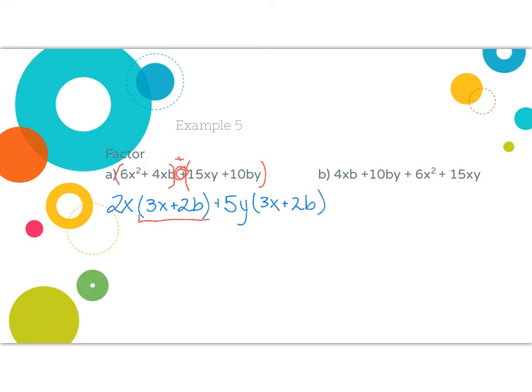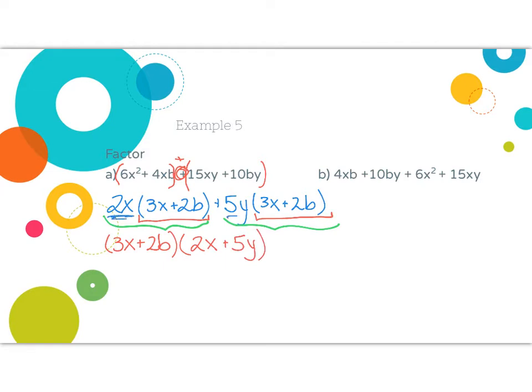Now, notice that the greatest common factor between each of the terms, so the terms here are this and this, I could factor out the 3x plus 2b. What's left when I divide each term by that 3x plus 2b is 2x plus 5y. So note that the greatest common factors become the second binomial or the first binomial, it doesn't matter which order you take here, and the binomial that they have in common becomes the other one to factor.